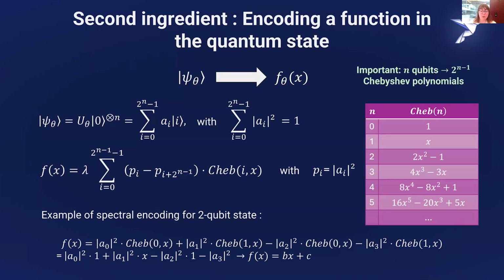However, the number of Chebyshev polynomials in the decomposition increases exponentially with the number of qubits. So once we go from 2 qubits to 3 qubits, our potential solutions will be polynomials of order 3 and so on.